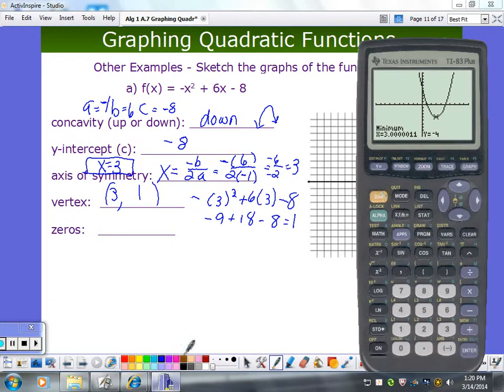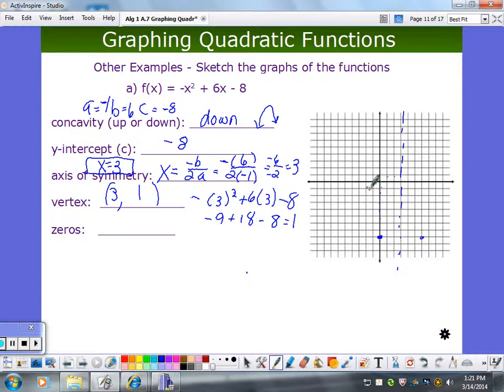Negative 9 plus 18 minus 8, is that 1? Now again, use this guy if you're not sure. So you just type it exactly with those parentheses. So why are you doing 3? Why am I doing 3? You tell me. The axis of symmetry is x equals 3. The vertex is on the axis of symmetry. There we go. If you have trouble, use this thing. Okay, so vertex is at 3, 1. So 1, 2, 3, 1.